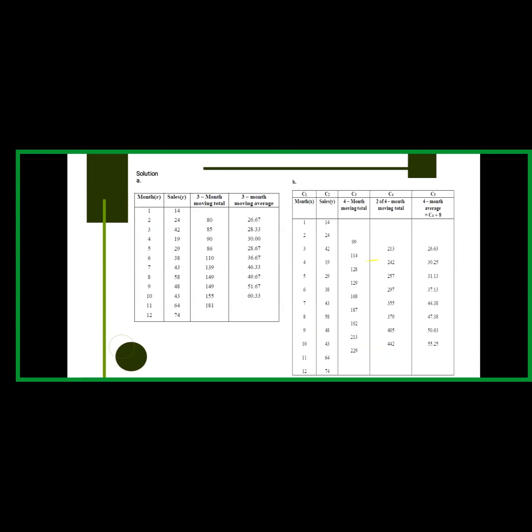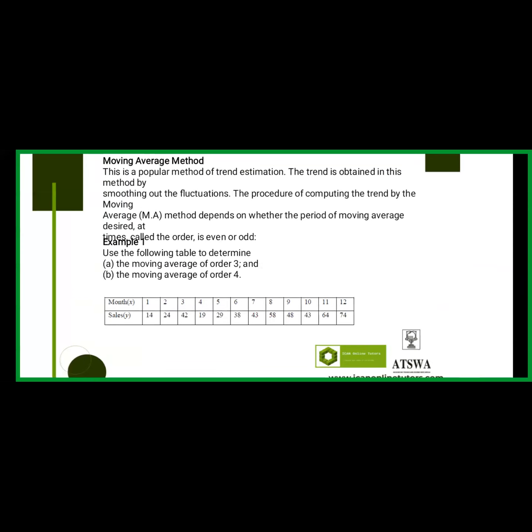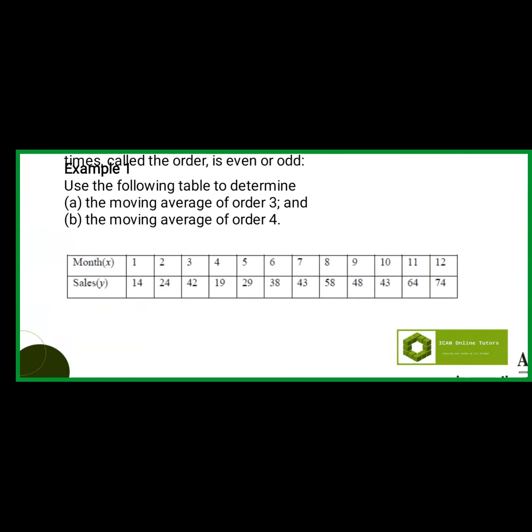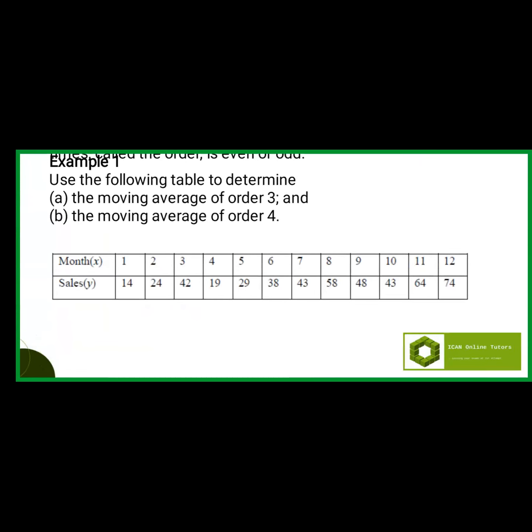So let's go to the solution. They said moving average of 3 and moving average of 4. So let's deal with moving average of 3 first. We are going to repeat this same question, this same table, in the question: the table that has X and the table that has Y.